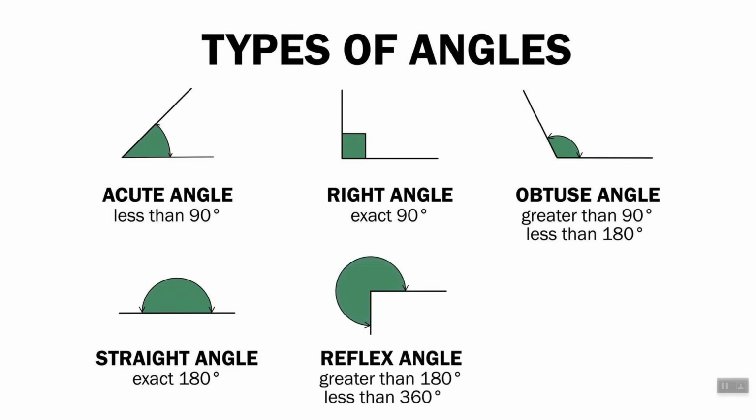Then there are reflex angles. It is an angle greater than 180 degrees but less than 360 degrees. For example, 200 degrees is a reflex angle. 270 degrees is a reflex angle. 330 degrees is a reflex angle. And a full angle is exactly 360 degrees. So a whole circle is called a full angle. So these are 6 types of angles you should be able to name and recognize.